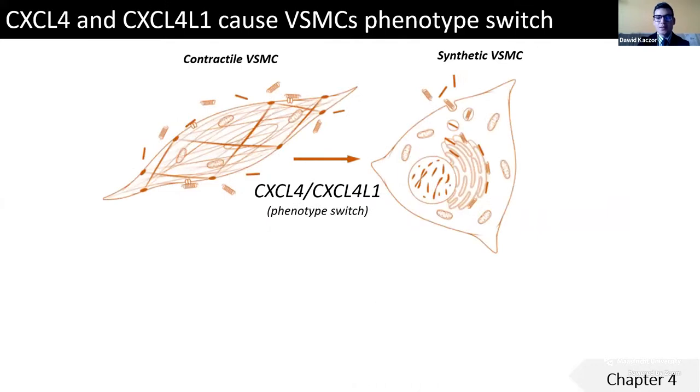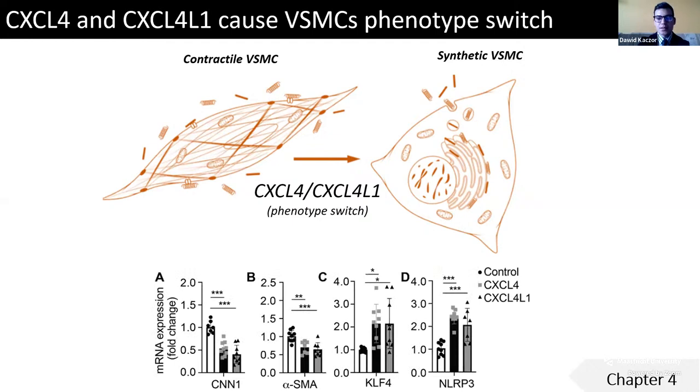To investigate whether PF4 and PF4-ALT affect the phenotype of vascular smooth muscle cells on a molecular level, qPCR analysis was performed, and the data showed that the expression of contractile markers, such as calponin and alpha smooth muscle actin, was significantly lower after treatment with both chemokines.